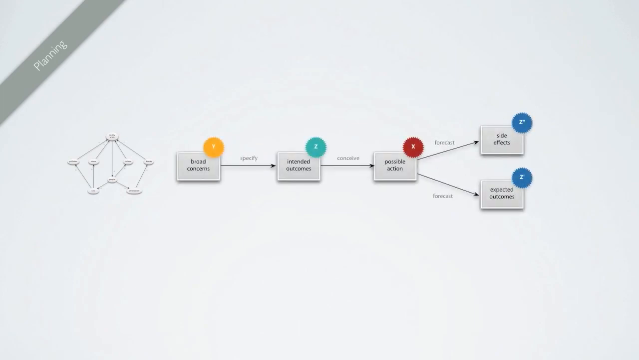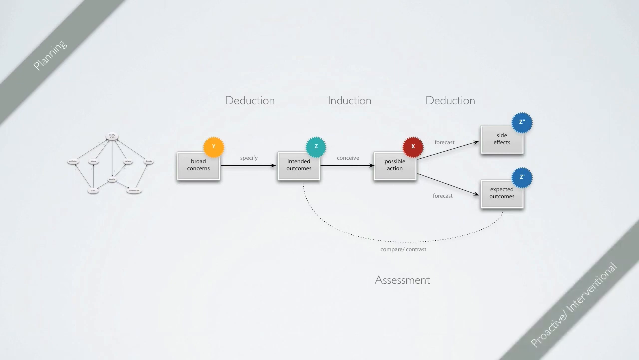In planning, for instance, we usually start, or actually we better start, with some conditions or a situation that we are familiar with. And then we can define our concerns, we can specify our objectives, and we can propose some action. Then we forecast what this action could bring about. And then we compare and contrast those outcomes with whatever we expected to have according to our objectives. This is a more complex protocol with two deduction phases, an induction and an assessment phase. It's a proactive protocol, though, and it's highly interventional. We're about to do things.